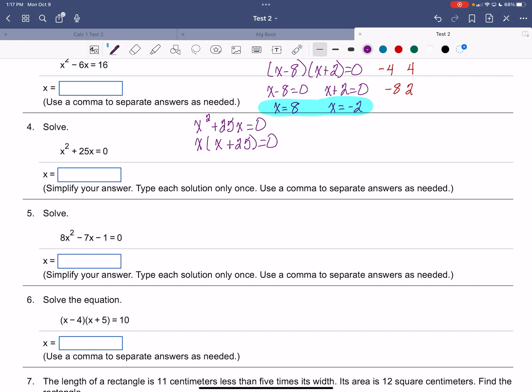Okay? I still have two factors here that I need to set equal to 0. I can still set x equal to 0, and then I can set x plus 25 equal to 0. But for some reason, students see this and they just don't feel like they know what to do. But you do it the same way. You're factoring out a GCF. And so here, we just keep the x equals 0, and then we have x equals negative 25. Okay, so my final answers there are 0 and negative 25.